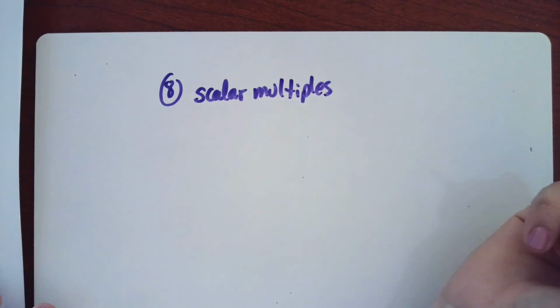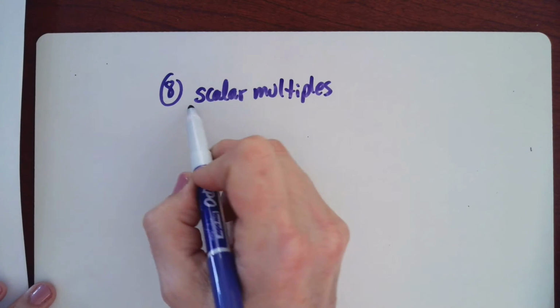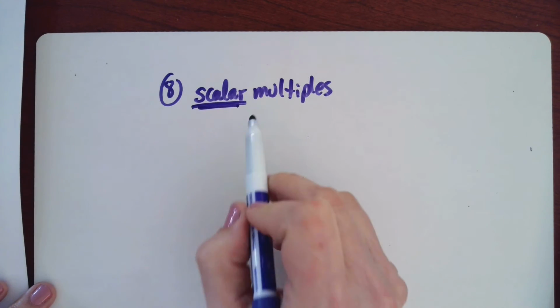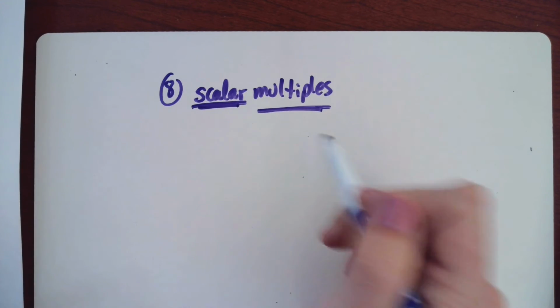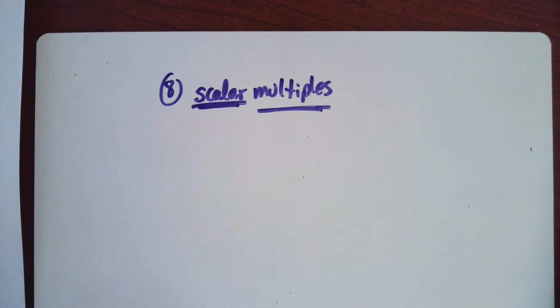That's how you tell that they are parallel. Scalar means you're multiplying by a number, and multiples means you multiplied by that number. A scalar is just like a number, and multiples means you multiplied by that number. All right, so scalar multiples.